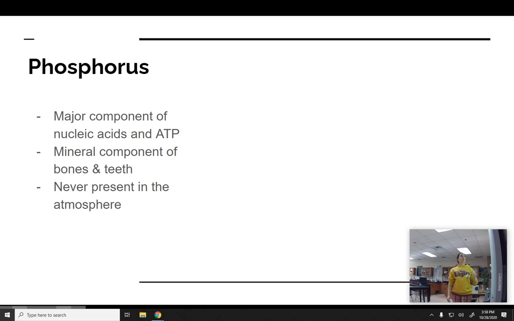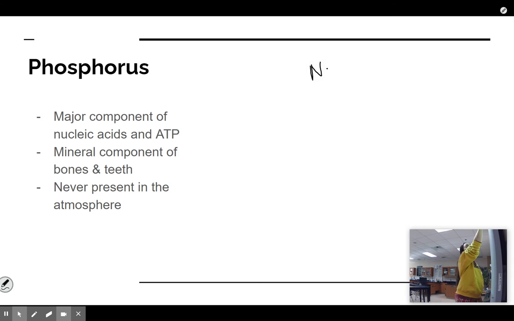It's also really important in ATP, which you might remember is the energy molecule of cells. It's what powers active transport. That's when we talked about it before, and we'll be talking about it again really soon. It's also a component of your bones and your teeth. The unique thing about phosphorus is that it is never in the air. There is not a form of phosphorus that exists as a gas, which actually makes this cycle pretty simple.